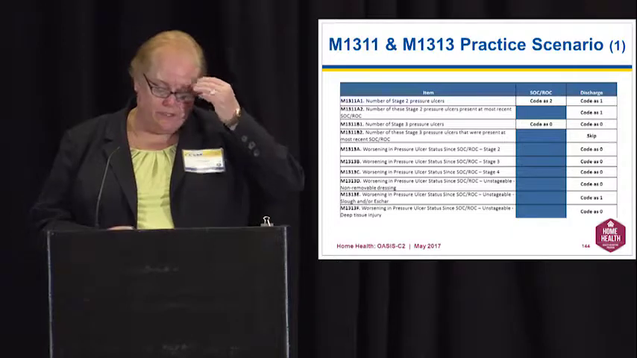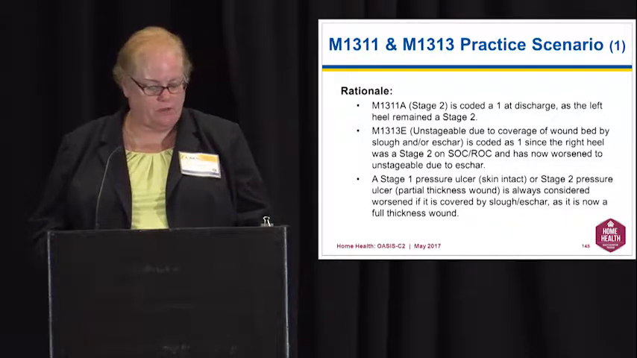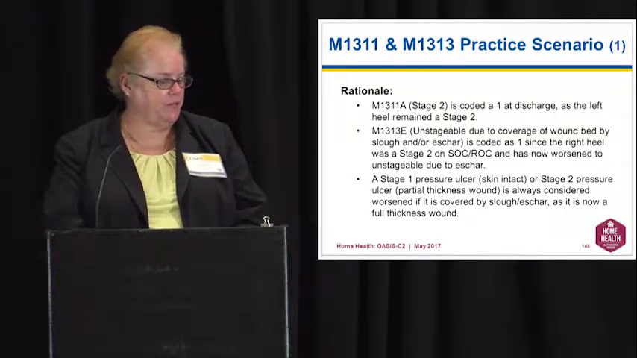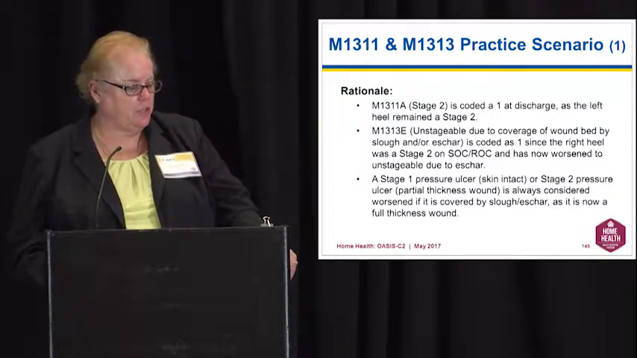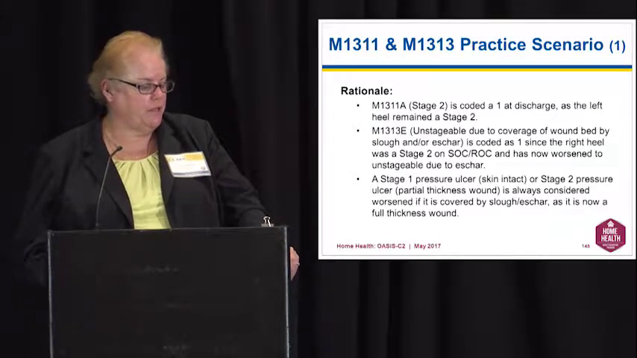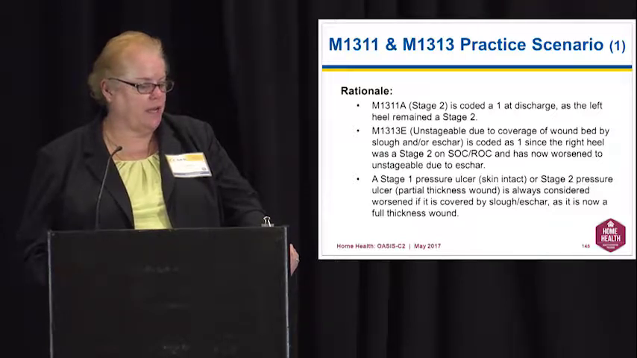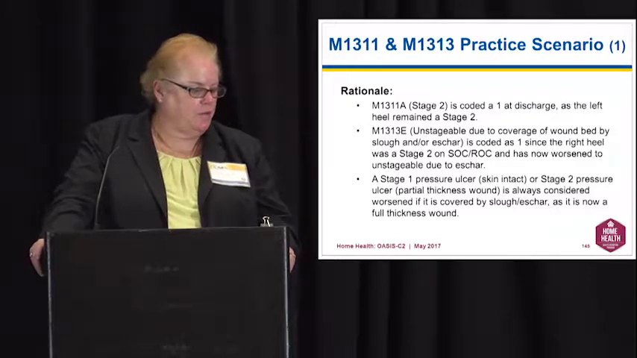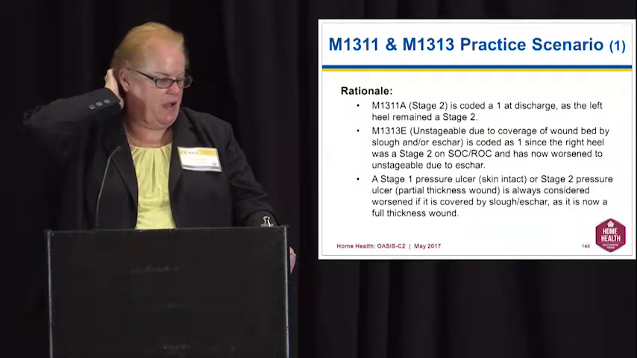All right. So let's look at a second scenario here. Well, let's actually look at the rationale here for this particular scenario. So M1311 stage 2 is coded as 1 at discharge as the left heel remains at a stage 2. We know that one. No one's questioning that. The 1313E, unstageable due to coverage of the wound by slough or eschar, is coded as 1 since the right heel was a stage 2 on the start of care and now has worsened to an unstageable due to eschar. And the stage 1 pressure ulcer, skin intact, or stage 2 pressure ulcer, partial thickness, is always considered worsened if covered by slough or eschar, as it is now a full thickness wound.